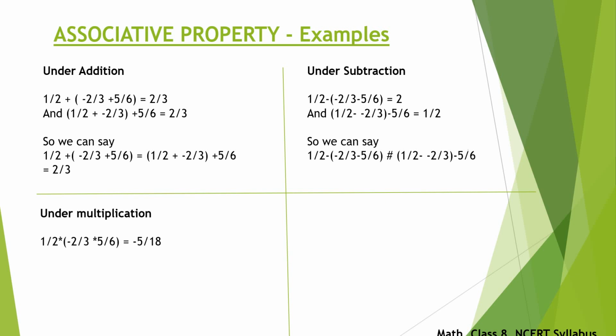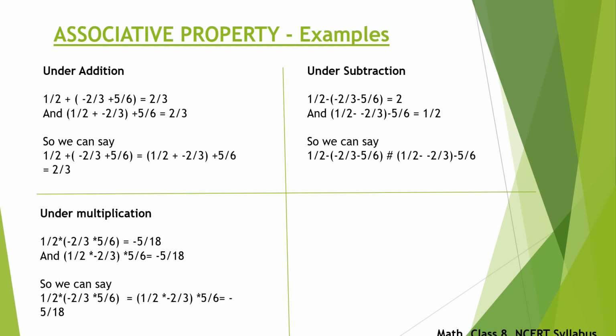When I am multiplying a to the product of b and c, I am getting the answer as minus 5 by 18. And if I am multiplying 5 by 6 to the product of 1 by 2 and minus 2 by 3, the result is again minus 5 by 18. So in this case, we can say that a into b into c and a into b into c are the same. So again, multiplication is associative for rational numbers.